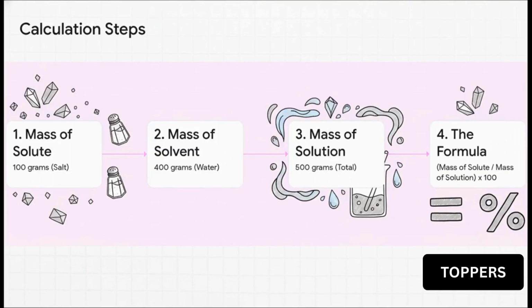Let's just walk through it with our example. Imagine we have 100 grams of salt, that's our solute, and we dissolve it in 400 grams of water, that's our solvent. So what's the total mass of the whole solution? Easy, just add them together, 500 grams. Now for the formula. You just take the mass of the solute, divide it by the total mass of the solution, and then multiply by 100 to get a percentage.